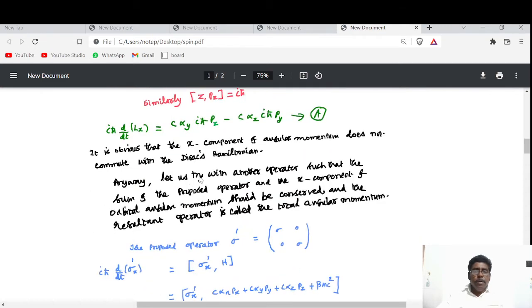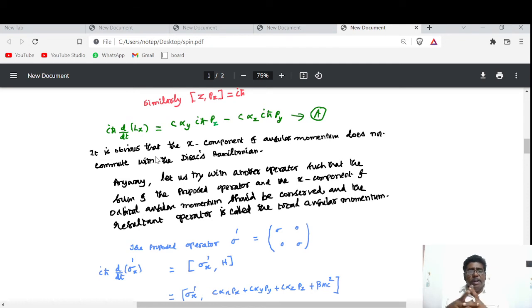Now, let us try with another operator such that the sum of the proposed operator and the x component of orbital angular momentum should be conserved, and the resultant operator is called the total angular momentum. Clearly, we should understand this concept. We have arrived that Lx is not a constant. Now we are going to add one operator with Lx. Then the addition Lx plus the added operator is equal to constant, we have to prove.